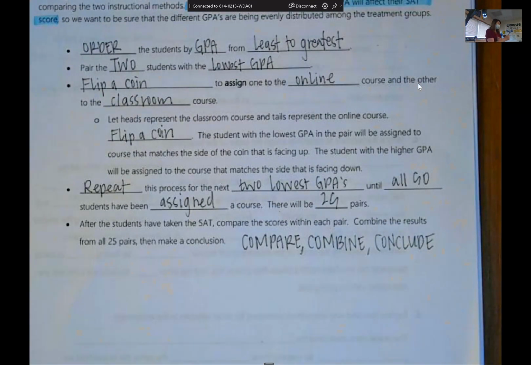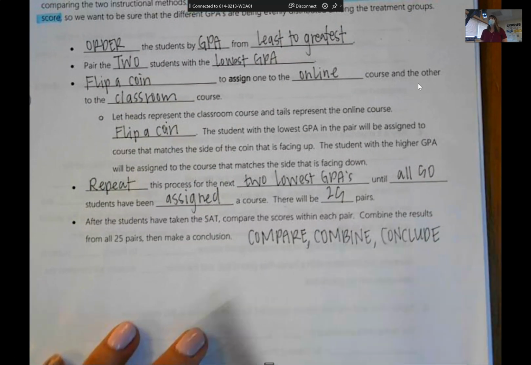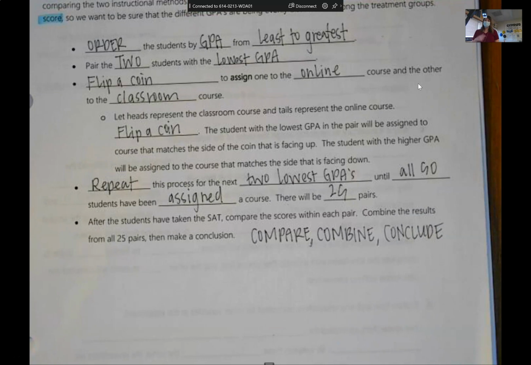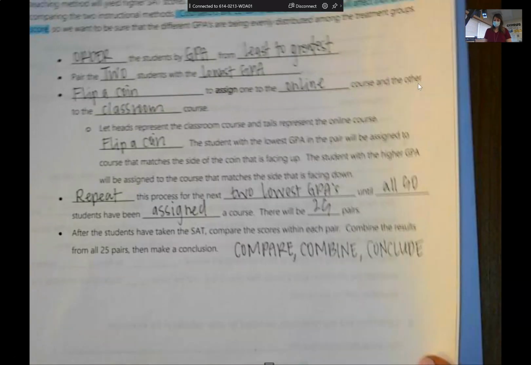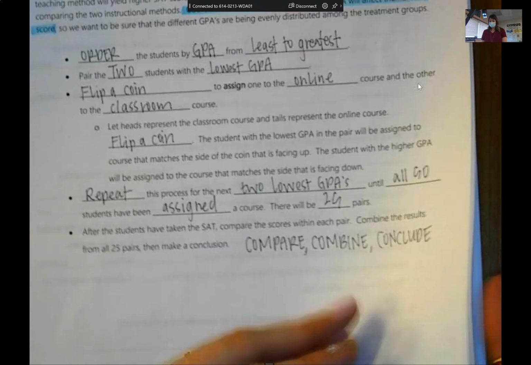Conclude is always last. So whether it's just regular hat method, two hat method, or a block design, usually when they're telling you, tell me how you would design this experiment, at the end they just want you to indicate, and it can be quick, that you'll compare within the block, then you'll combine all of those to make a conclusion. You're feeling kind of okay about this one? Okay, there's one more.